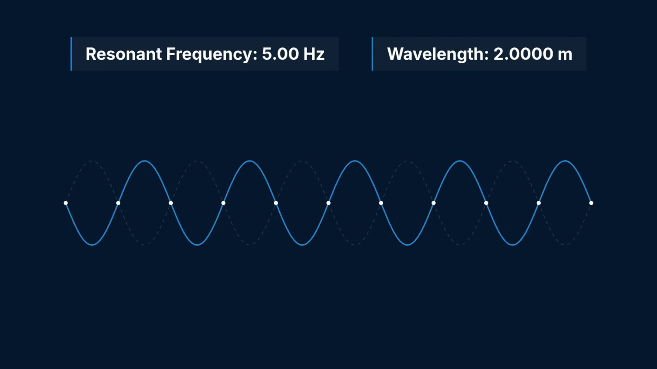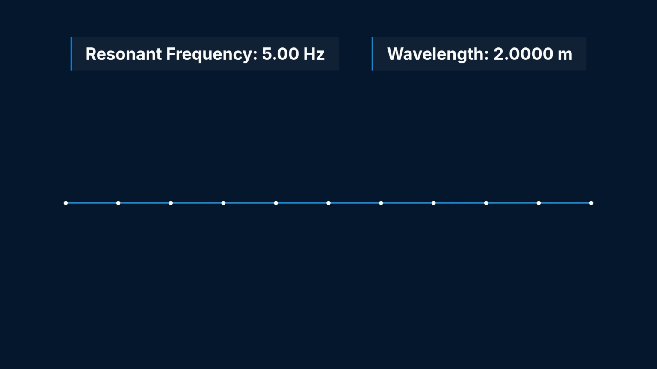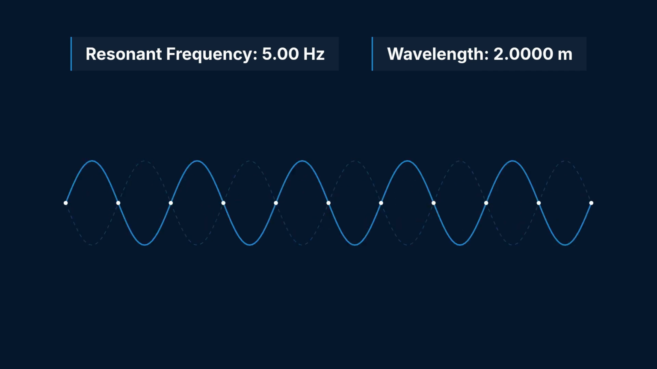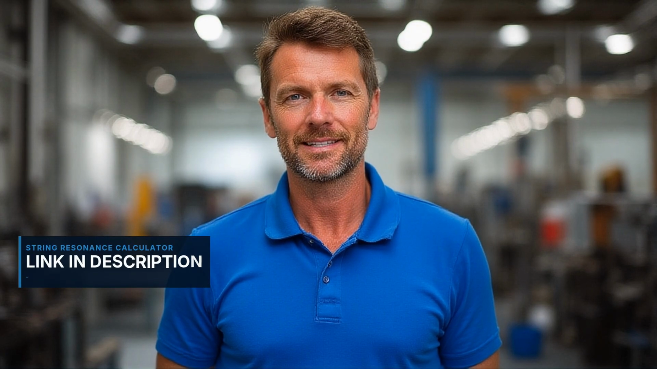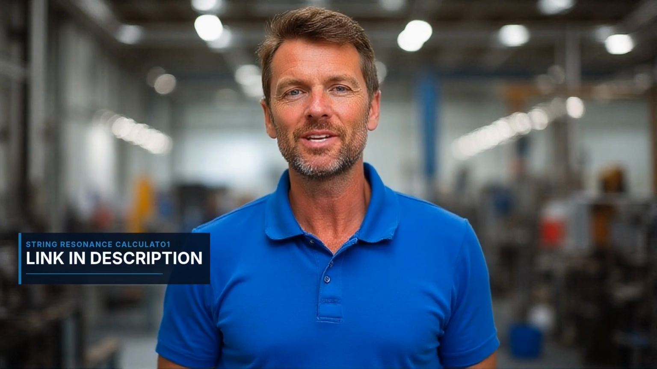This means at the 10th harmonic, this string configuration produces a standing wave at 5 hertz with a wavelength of 2 meters. This calculator streamlines string resonance analysis for musical instruments and engineering applications.